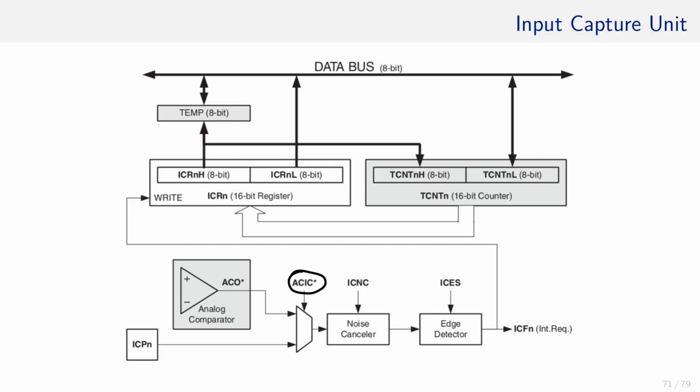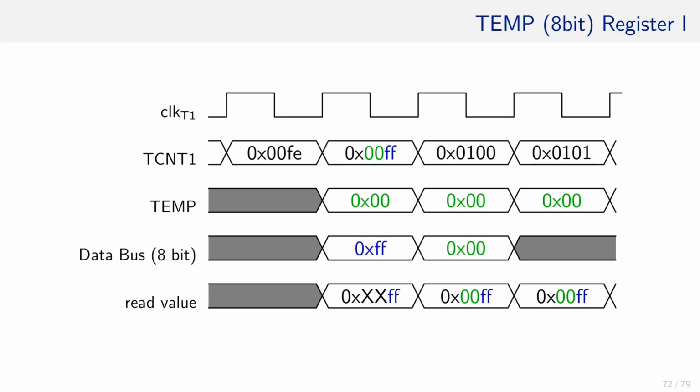One interesting detail shown here is this temp register, which is half of the ICR and TCNT, which are 16-bit in size. The purpose of that register is to guarantee valid values when reading from or writing to the TCNT or ICR. The ATmega is an 8-bit MCU, so the data bus, which transports the data between the CPU, the ports, and also the timers, etc., is 8-bit wide as well. So transporting 16-bit will occupy the data bus twice.